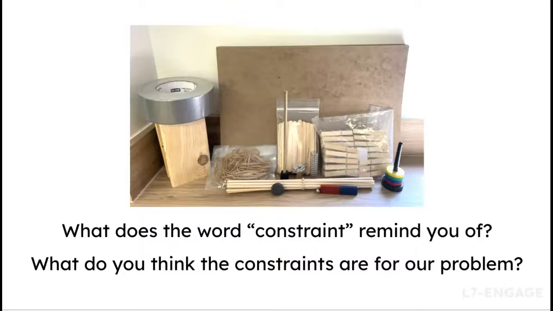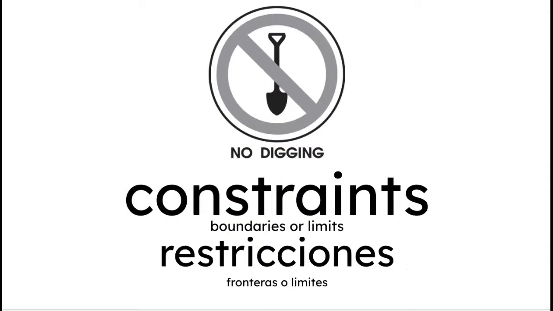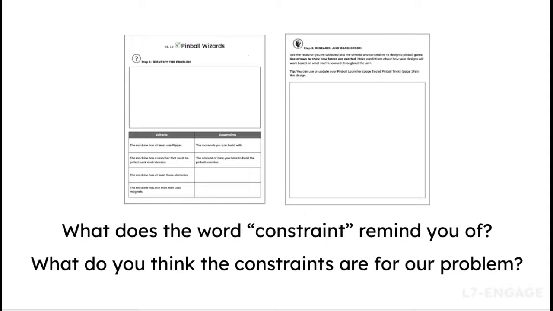You'll show students the materials they have available for their pinball machines and discuss the constraints they need to work within to solve the problem. You can then display and discuss the constraints vocabulary card. You'll use the Pinball Wizards student journal page to review the criteria and constraints. You'll write these on the board so students can refer to them as they are building.